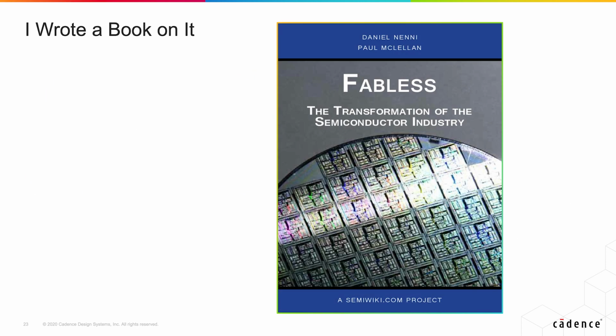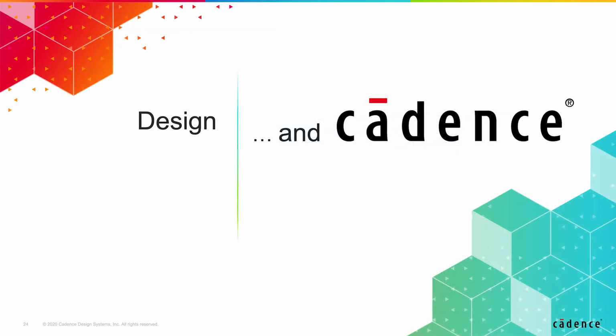I actually wrote a book on this with Dan Nenny about fabless companies, as the semiconductor industry transformed from everybody having fabs to almost nobody having fabs. The whole way that chips were built got split between the fabless semiconductor companies like the Qualcomms and Broadcoms that designed the chips, and the foundries like TSMC or Samsung who manufacture the chips in the fabs that we looked at earlier. So where does Cadence fit in all of this?